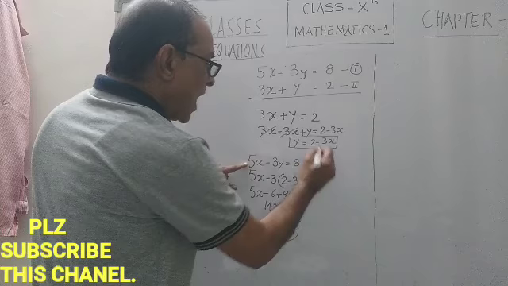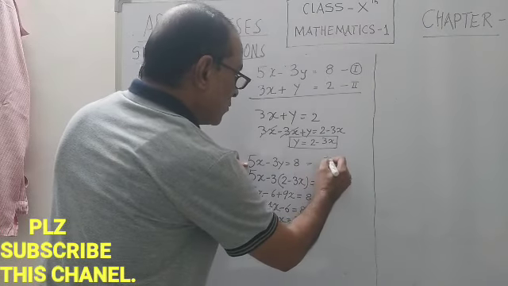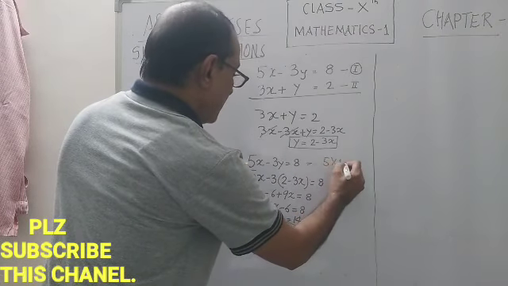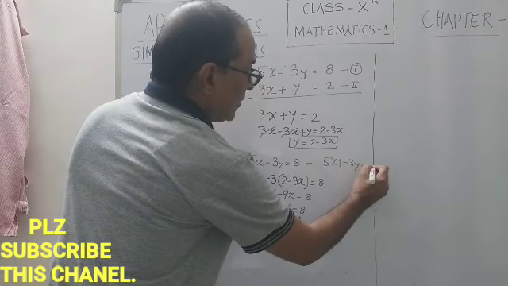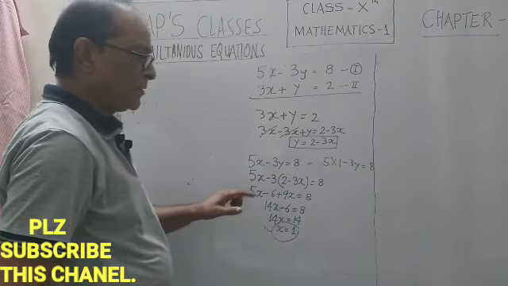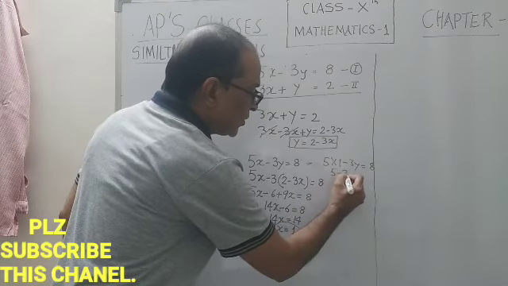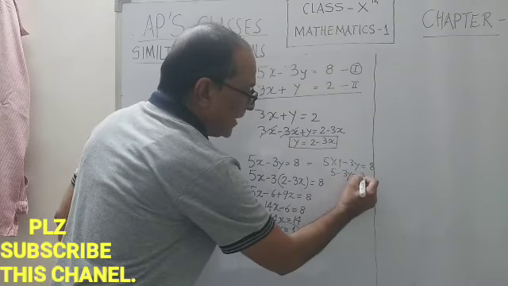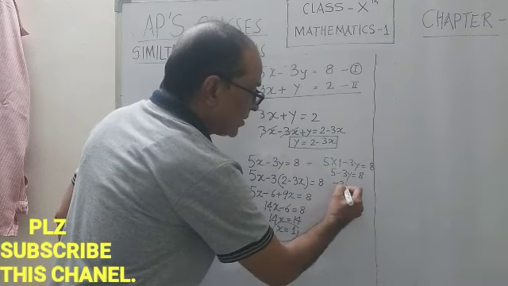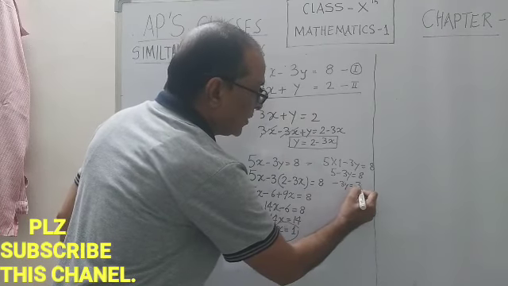Now if I get the value of x, this value can be put in any equation. Say this, how it will look. 5 into 1 minus 3y is equal to 8. Just watch. 5 minus 3y is equal to 8. Minus 3y is equal to 3.